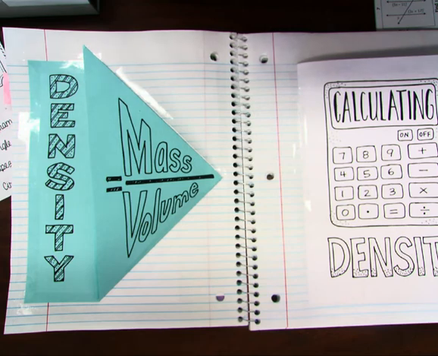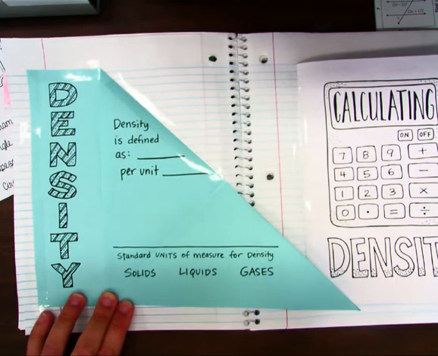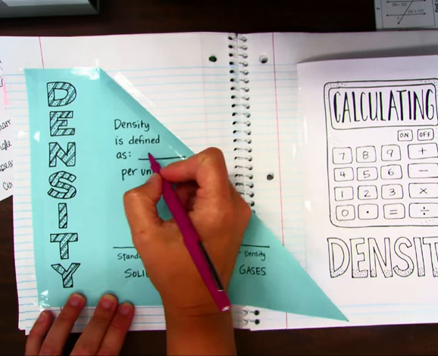For this video, we're going to take a look at density. The formula for density is equal to mass divided by volume. This is probably something that you've seen in your science classes, but we're going to start to pull it into our math volume lessons. So with density, if you open up your foldable, density is defined as mass per unit of volume.